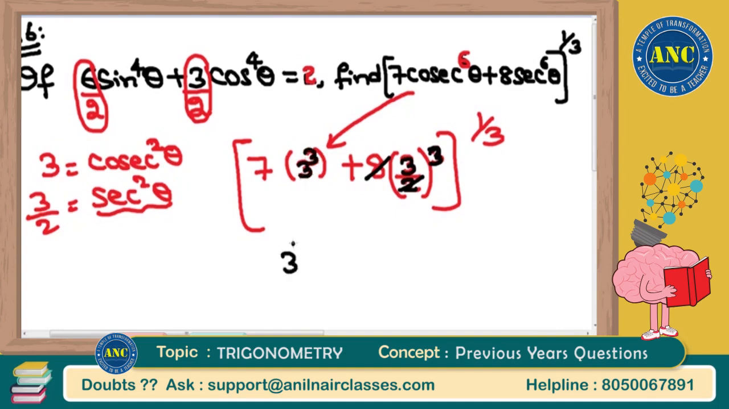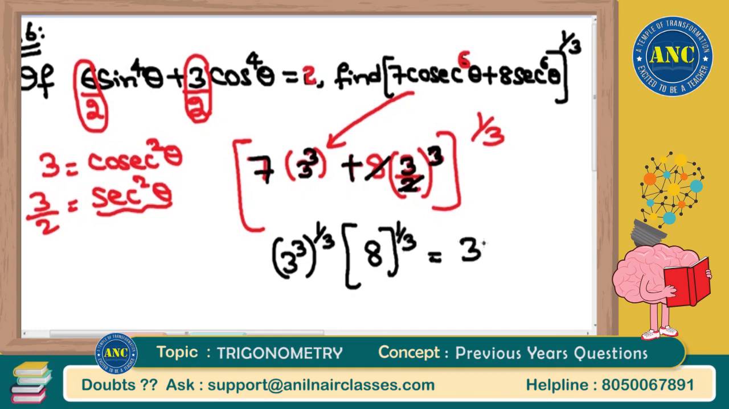If I take 3 cube common, 3 cube to the power of 1 by 3, you are left with 7 plus 1, 8, 8 to the power of 1 by 3. 3 cube power 1 by 3 is nothing but 3. 8 power 1 by 3 is 2. Answer is 6. Where is the difficulty in my method 2?